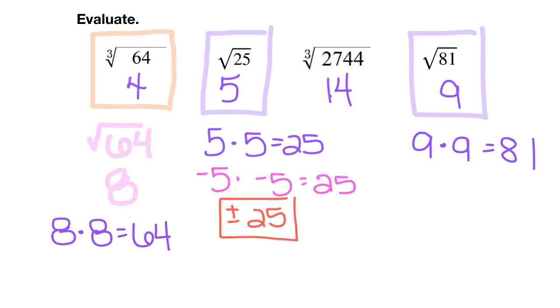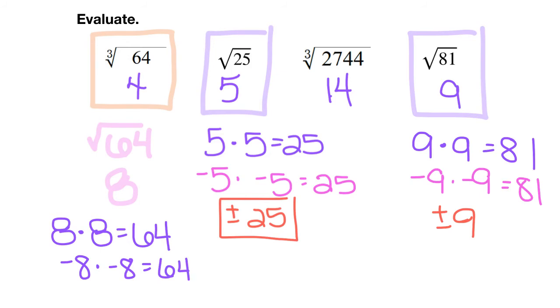The same for 81. Negative 9 times negative 9 is 81. So again, we can say positive and negative 9 is the answer. Along with our 64 over here, 8 is not its only answer because negative 8 times negative 8 is positive 64. So positive and negative 8 is a valid answer as well.